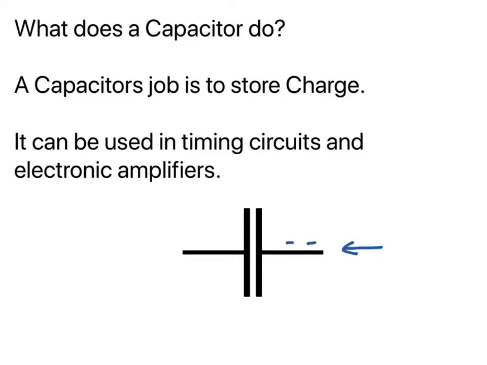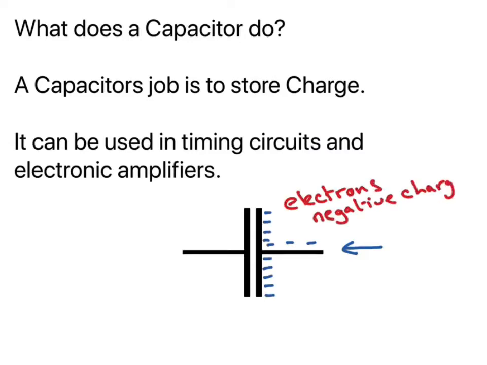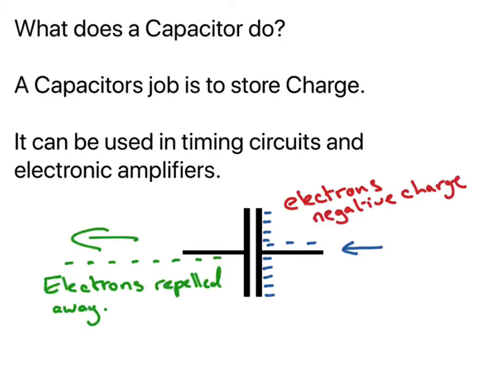When current flows, charge is stored on one of the plates. Here you can see a buildup of negative charge on the right-hand side. Electrons that would have existed on the left-hand side are then repelled by electrostatic repulsion of the electrons built up on the right-hand side. The electrons are repelled away, leaving a positive charge on the left-hand plate.